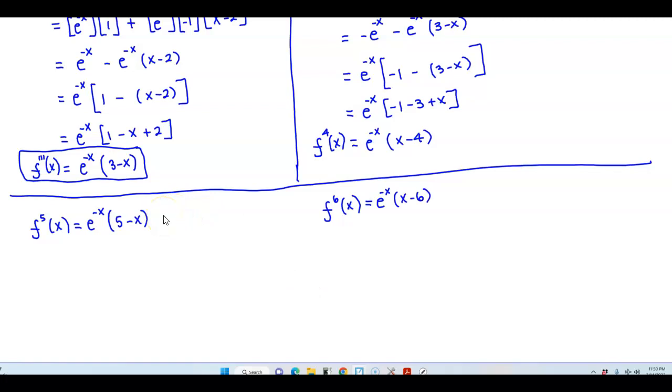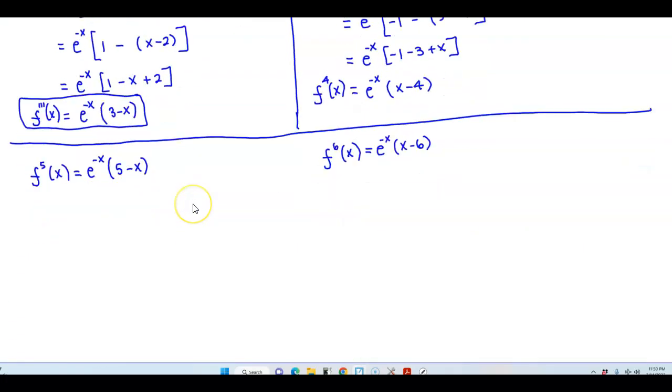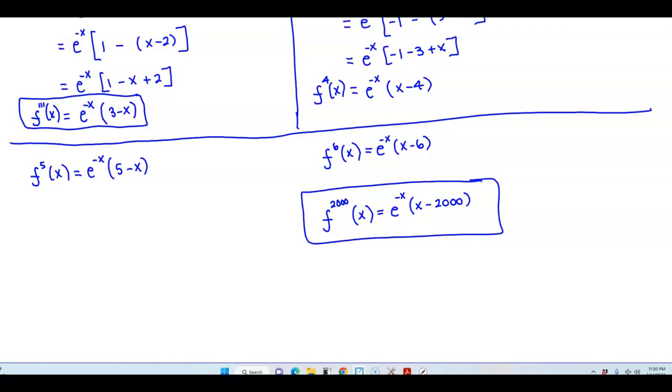So, since they want us to find the 2000th derivative of that function, that means this is going to be an even number. So f of 2000 of x would equal e to the negative x times x minus 2000. And that would be the derivative of that function.